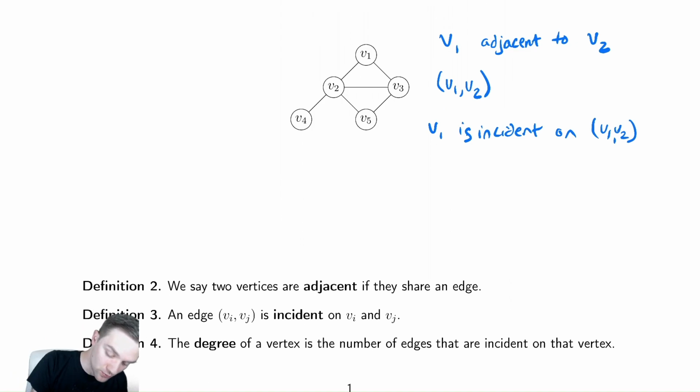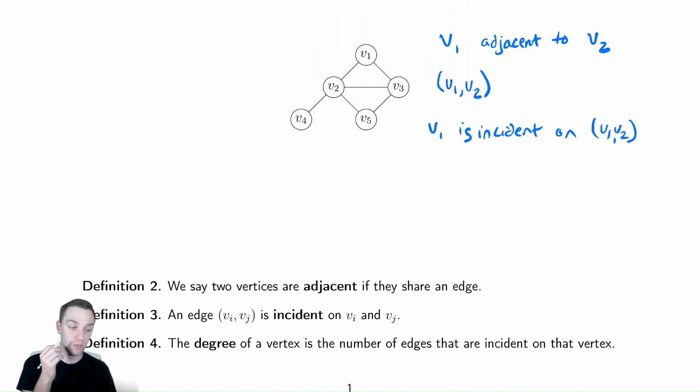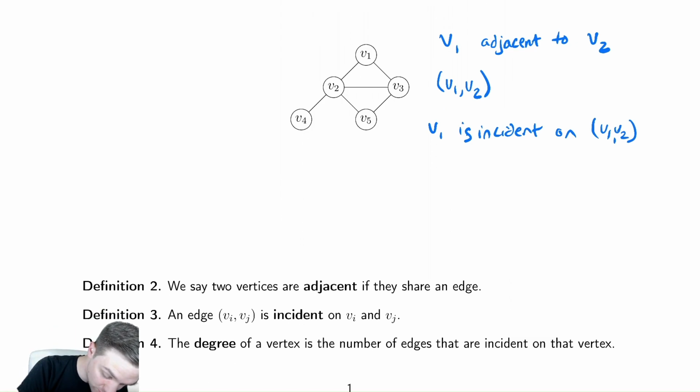So those are our terminologies. The last one is the degree of a node. The degree is the number of edges that are incident on that vertex. So an alternative way to say that would be it's the number of vertices adjacent to that vertex, assuming that you can't have multiple edges. We will disallow, for now, the ability to have potentially multiple edges connecting the same vertices.